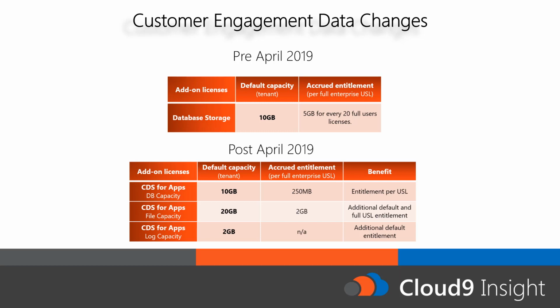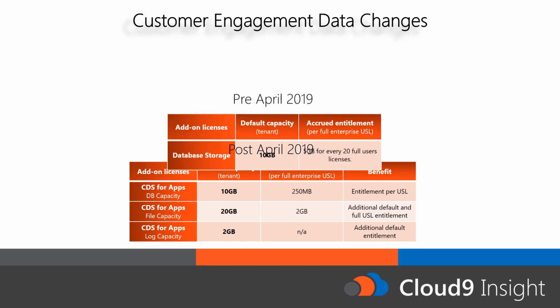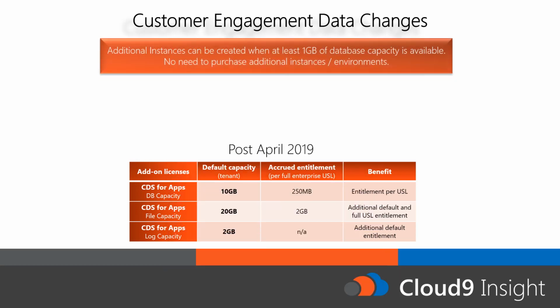With the file capacity, this is going to be 20 gigabytes, and this will give you a 2 gigabyte increment per full enterprise USL. With log capacity, this will be 2 gigabytes, and there is no additional accrued entitlement for any license type. An additional bit of information is that additional instances can now be created when at least 1 gigabyte of database capacity is available. There's now no need to purchase additional instances or environments.